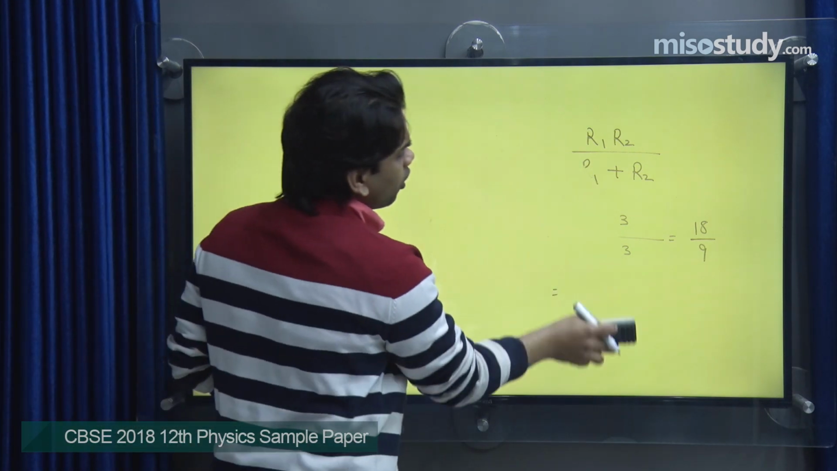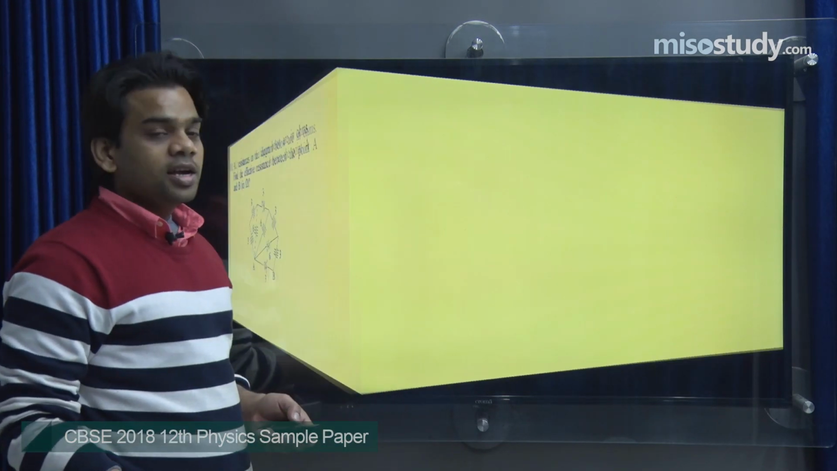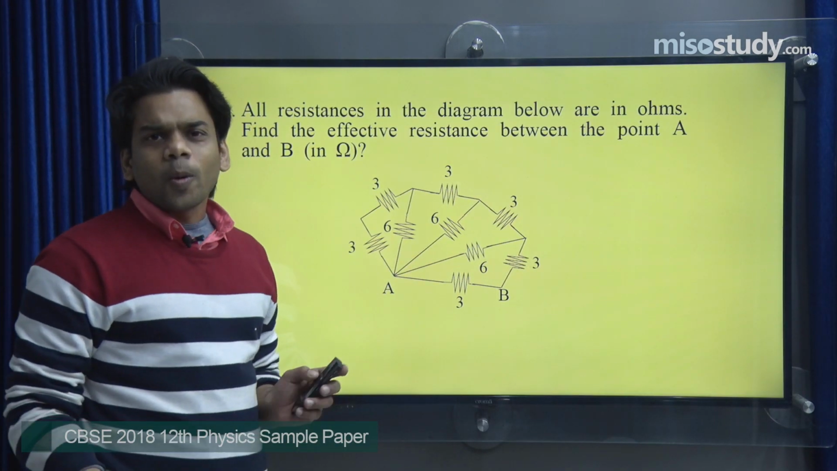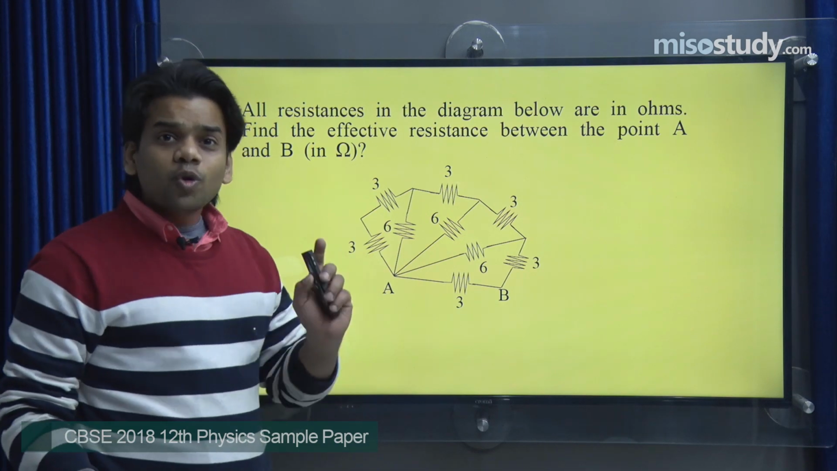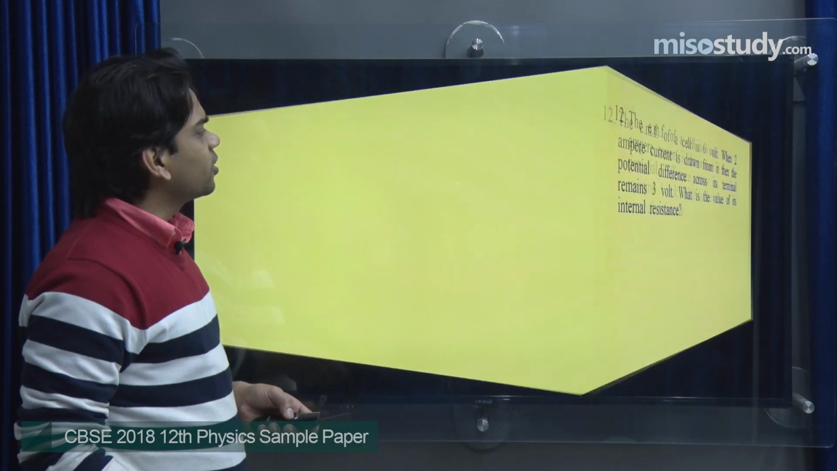So you should have a knowledge of how to eliminate resistance just by seeing the circuit. If you see the circuit, it seems to be complicated, but it's not a complicated question. It's a very easy question. If you show all these steps, you're going to get full 3 marks for this question. Let's proceed with the next one.